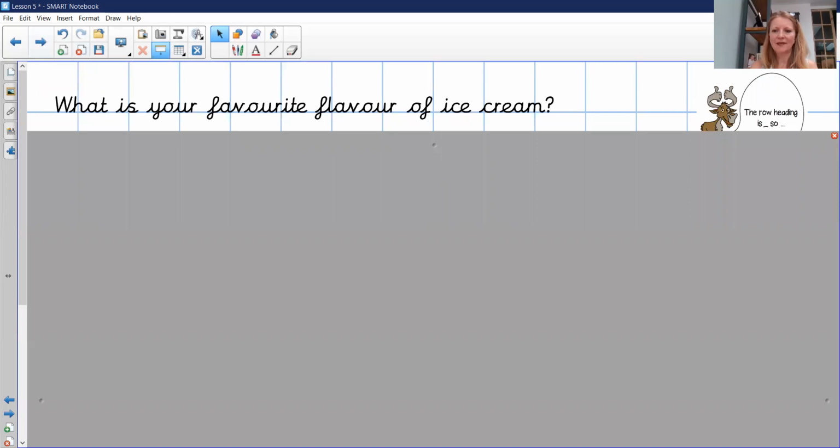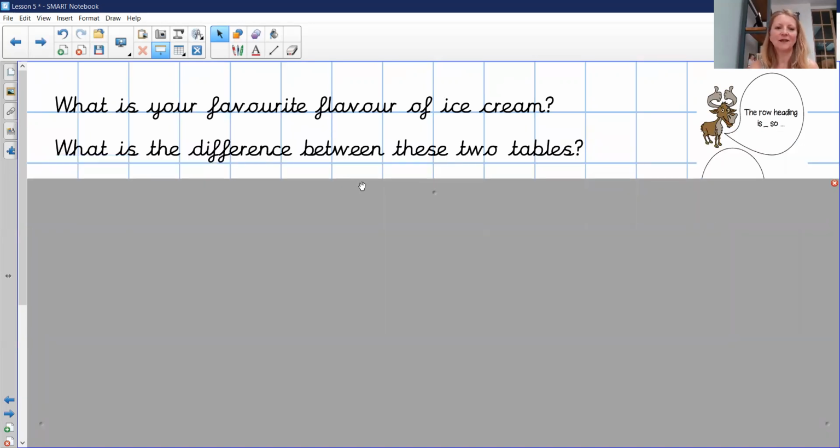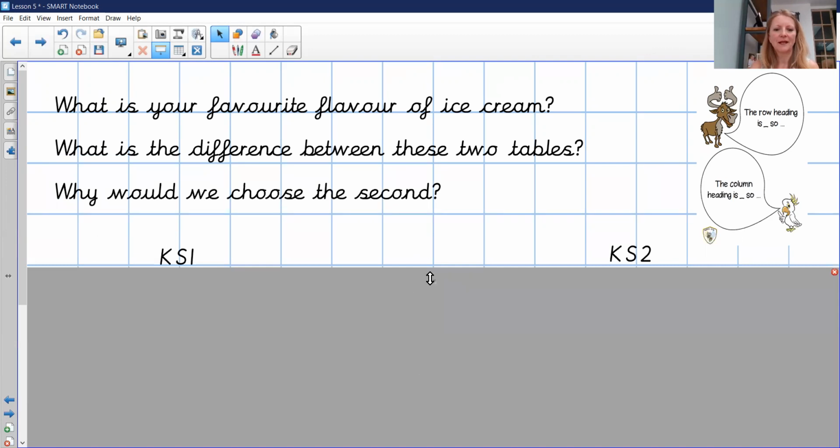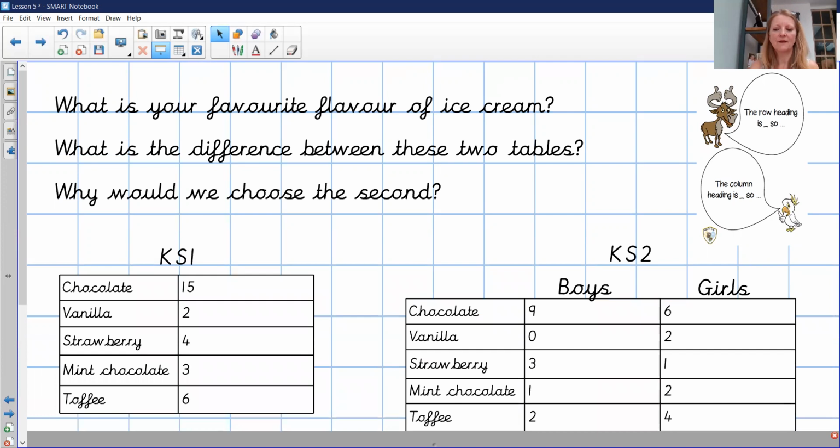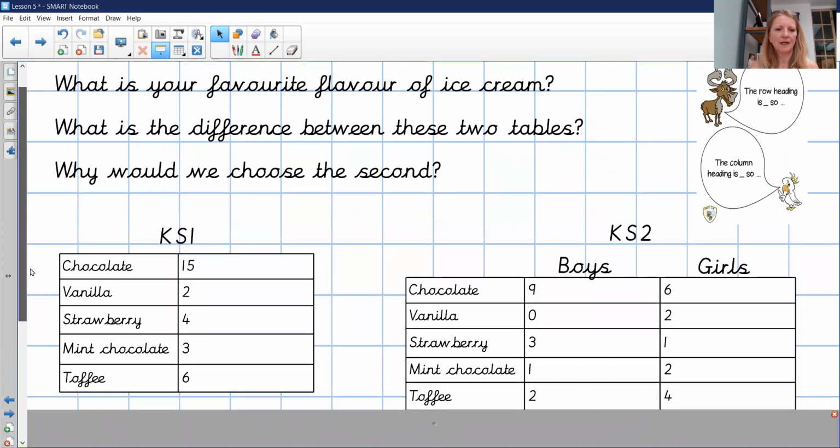Okay, so here's a question. What's your favorite flavor of ice cream? Could we put that information into a table? Well, I've gathered some of that information and we've got 2 different tables here. Can you spot the difference between them? And why has the second one maybe got more information in it?